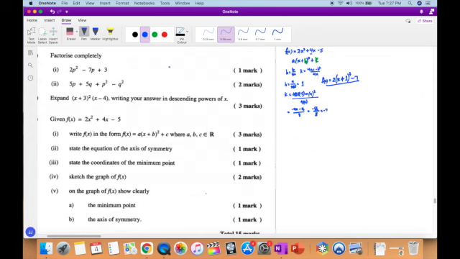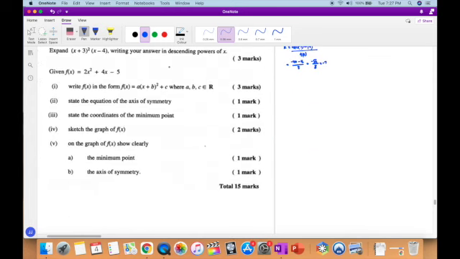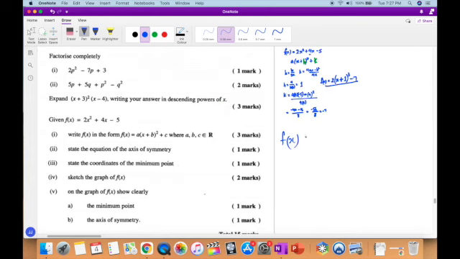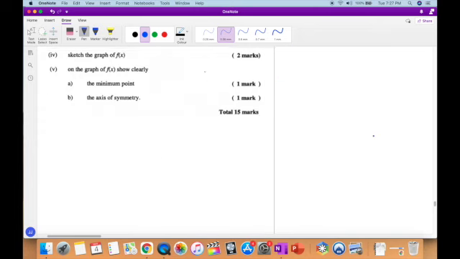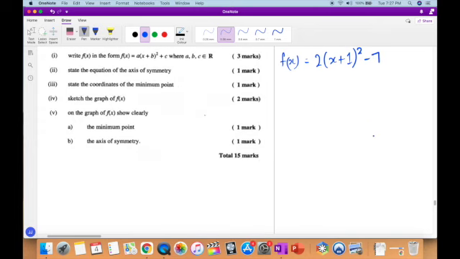Anybody got that? Okay. Let me just write over this here. This is of the form. So what did we get? F of x is what? 2 into x plus 1 squared minus 7. That is what we got, right? Right. Now, this is just one mark.